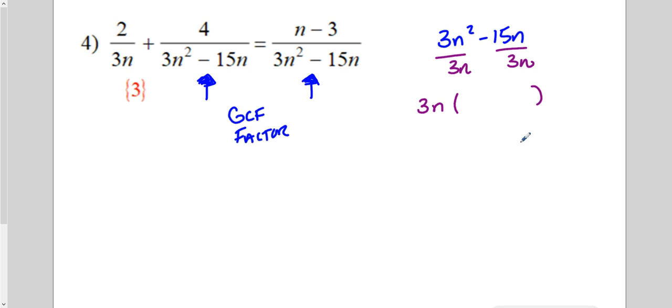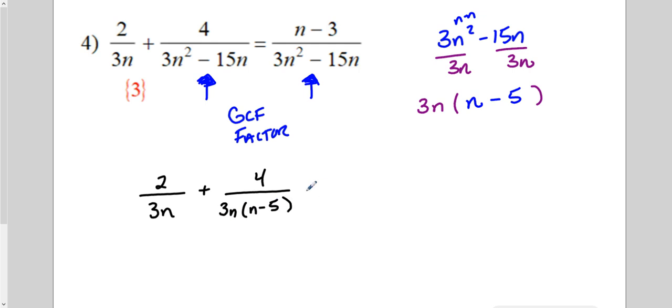So we can take the GCF of 3n, and what we're left with: 3 divided by 3 is 1, and n squared means n times n. One of the n's will cancel out, leaving us just with an n. 15 divided by 3 is 5, and the n's cancel out. So I'm going to rewrite my problem now as 2 over 3n plus 4, and instead of writing what I have here, I'm going to write the GCF factored out, 3n times n minus 5, and then again, 3n times n minus 5.